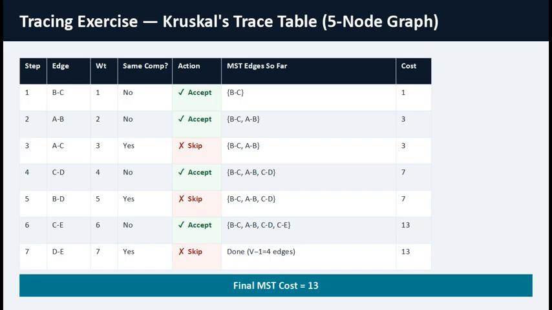Notice how the cost only increases on accept steps. By step 6, we've collected 4 edges, V minus 1, and the algorithm terminates with a final MST cost of 13. Practicing this trace format by hand is one of the best ways to solidify your understanding before an assessment.